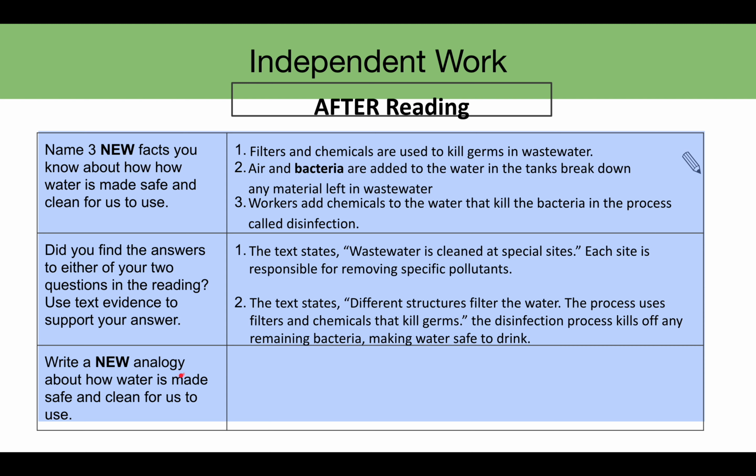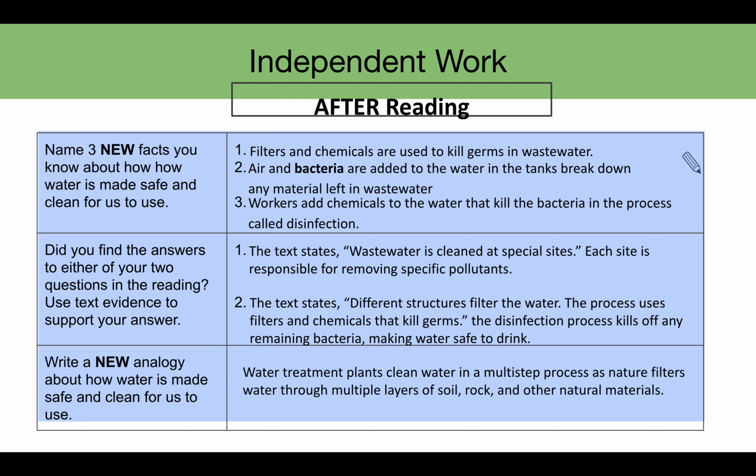Write a new analogy about how water is made safe and clean for us to use. So now, after gaining new information about how water is made safe and clean for us to use, I will create a new analogy. Water treatment plants clean water in a multi-step process, as nature filters water through multiple layers of soil, rock, and other natural materials.